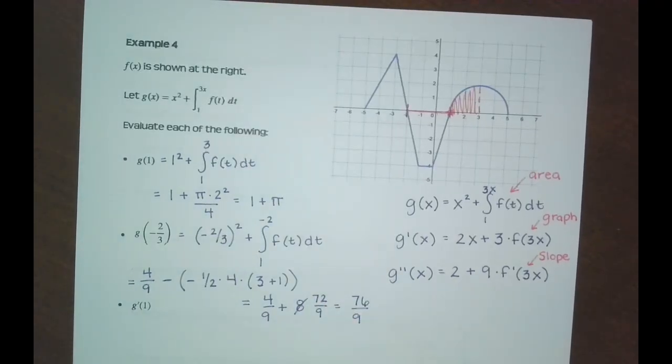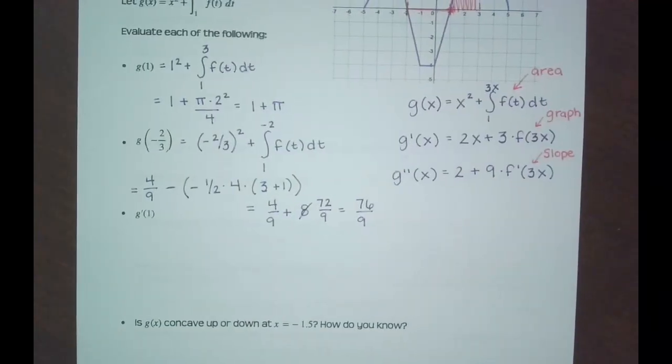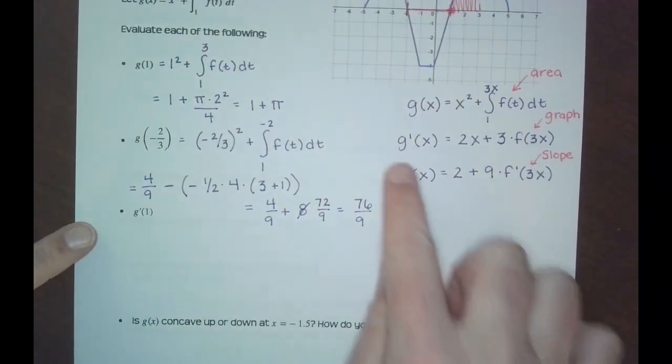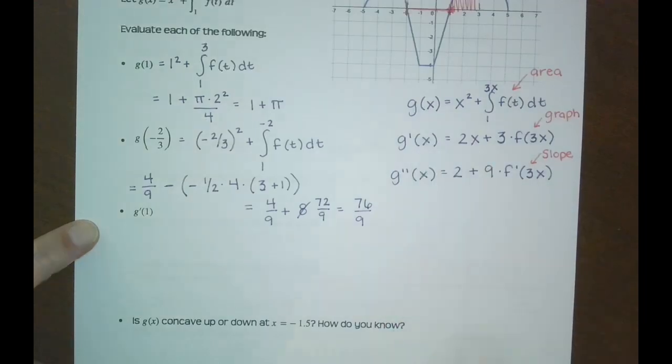Don't care if you simplify that or not. Don't care if you make it a decimal. Really, this is the important part, is understanding what is happening here. Okay, let's try g prime of 1. So we're going to use our g prime as a guide here.